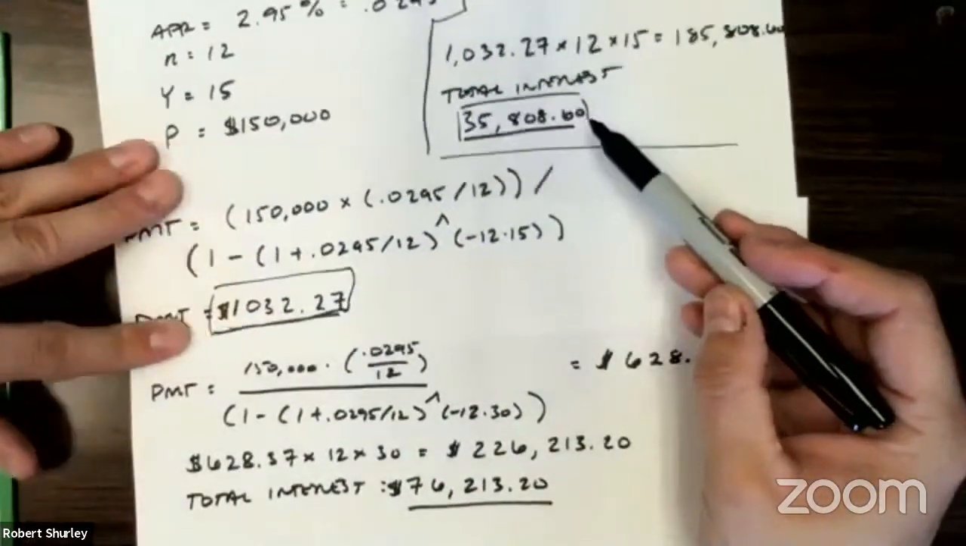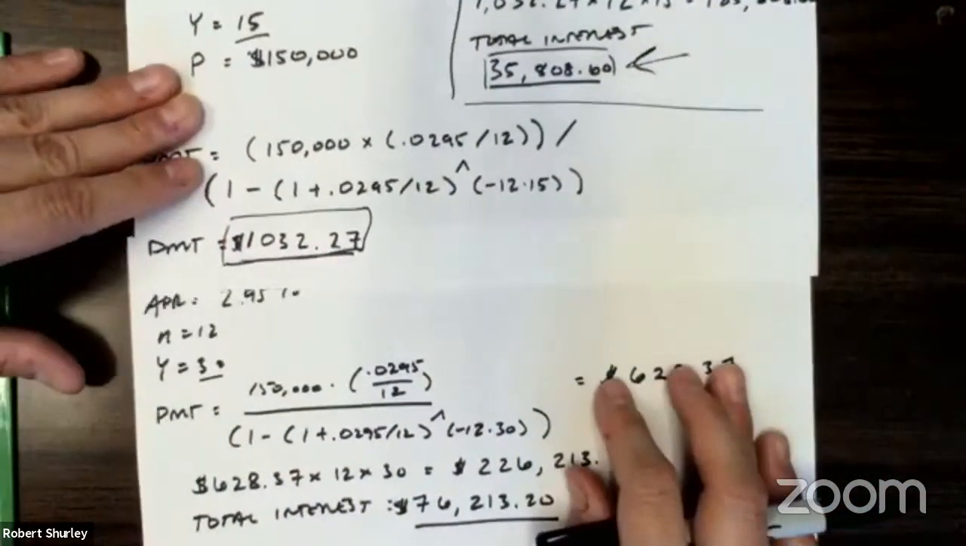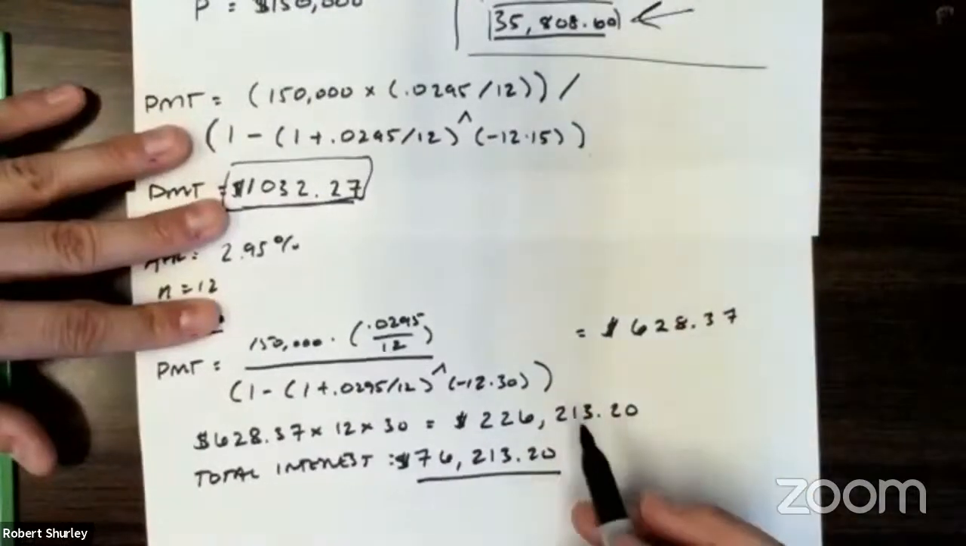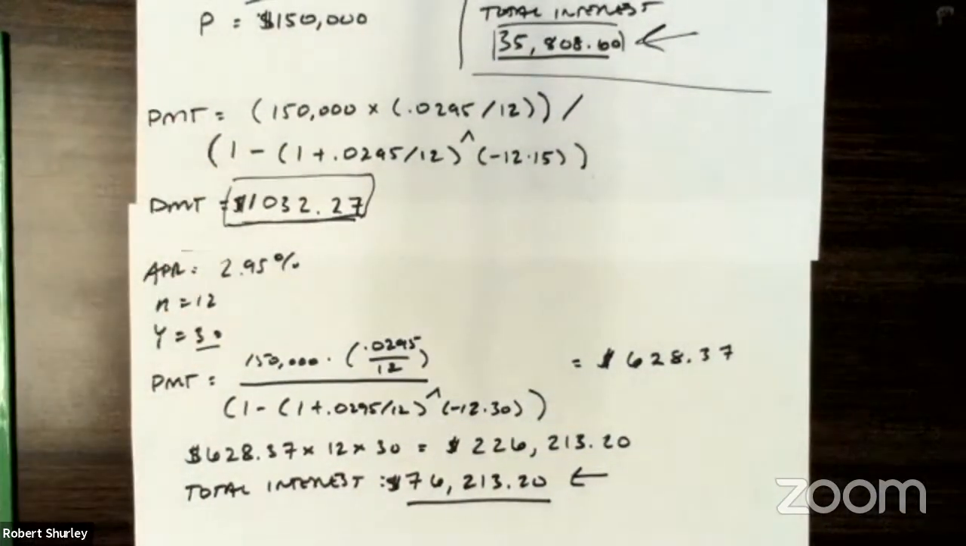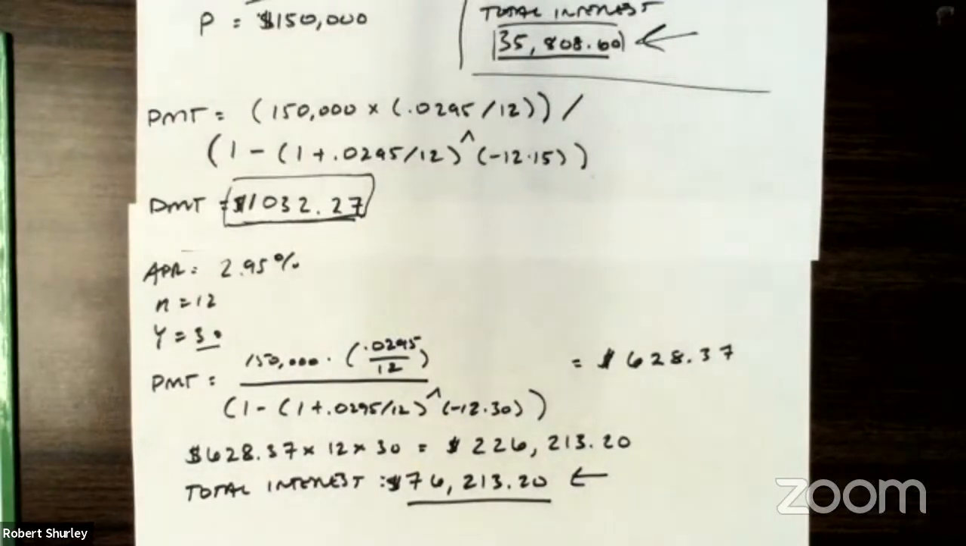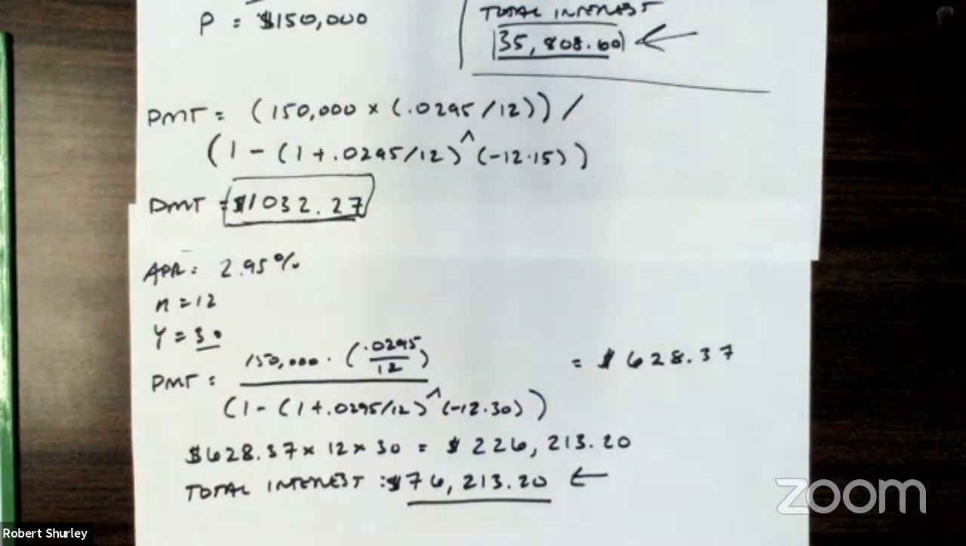We doubled. The total interest paid on the 15-year loan was 35,000-ish. For the 30-year loan, it's 76,000. We more than doubled the total interest we're paying to the bank. Now, it's over 30 years. It's not over 15 years, right? But we more than doubled that amount to the bank, which is kind of crazy.